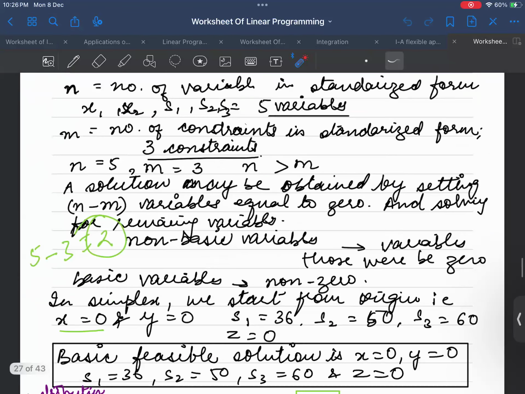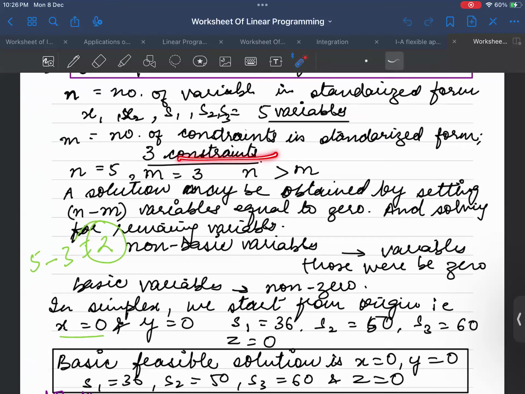For the machines 1, 2 and 3, there were 3 constraints. So N is 5 and M is 3, where N is more than M. This condition needs to be fulfilled first.